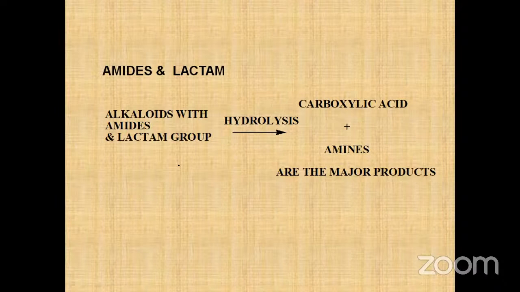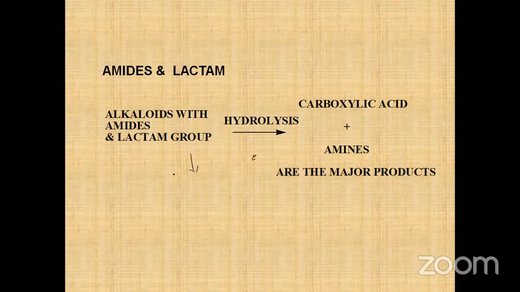And the second thing, whenever an acyclic amide group is present in the alkaloid, on treating with hydrolysis it leads to the formation of two products. One is the carboxylic acid and another one is the amine. Both products will be generated. But here is the difference you need to understand. An amide is the acyclic form. Whenever it undergoes hydrolysis, it leads to the formation of a carboxylic acid and an amine as the products.